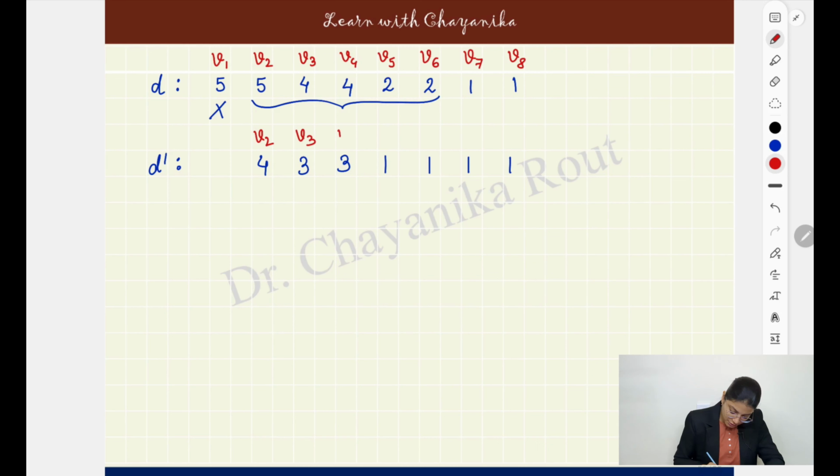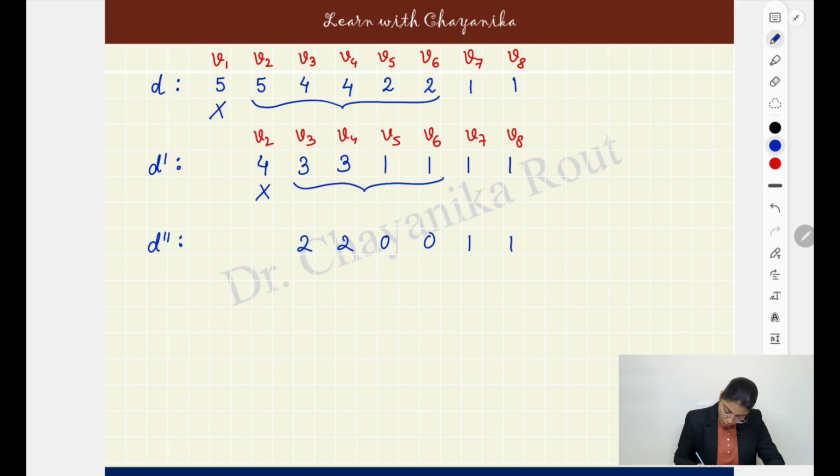Name the vertices V2, V3, V4, V5, V6, V7, V8. Next we see it is already arranged in non-increasing fashion, so we don't need any rearrangement. So we proceed to find D double dash. We delete 4. Next 4 will face reduction, so we will have 2, 2, 0, 0, 1, 1. Name them V3, V4, V5, V6, V7, V8. Now we see it is not arranged, so we will arrange the same sequence in non-increasing fashion. So we get 2, 2, then 1, 1, 0, 0.